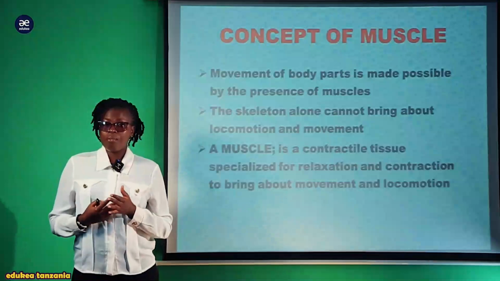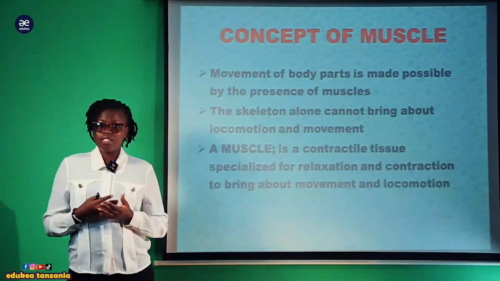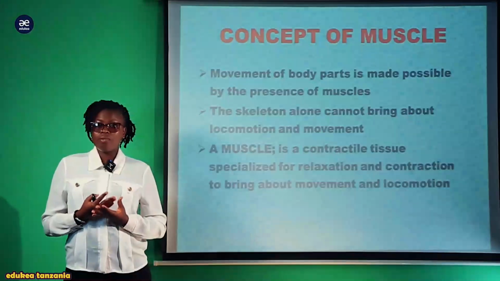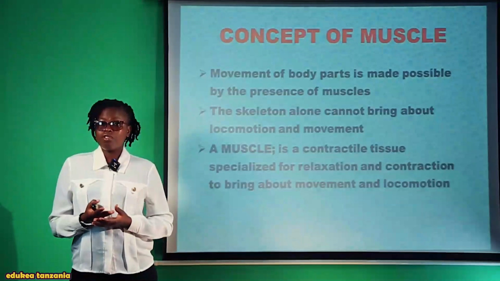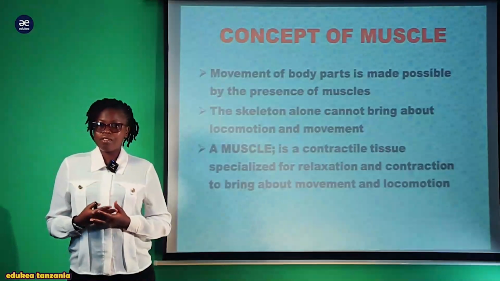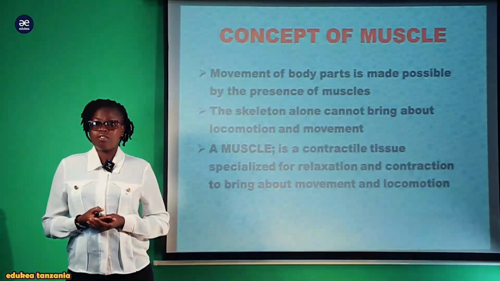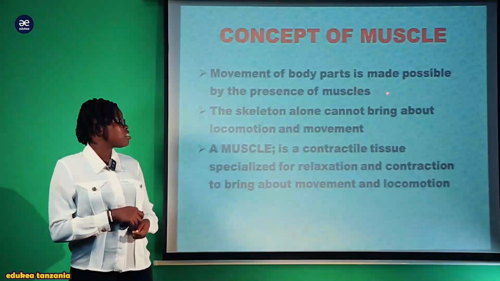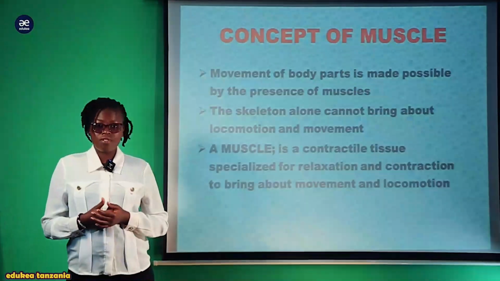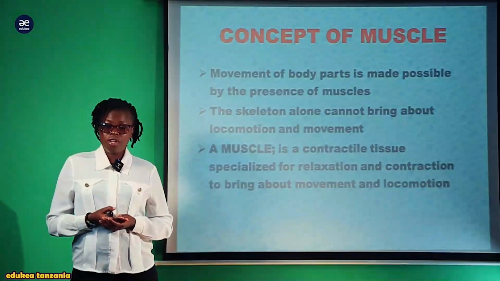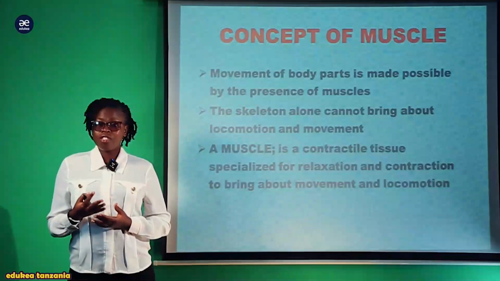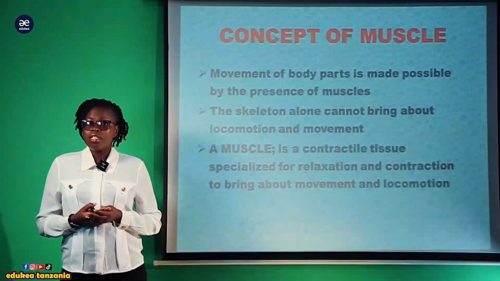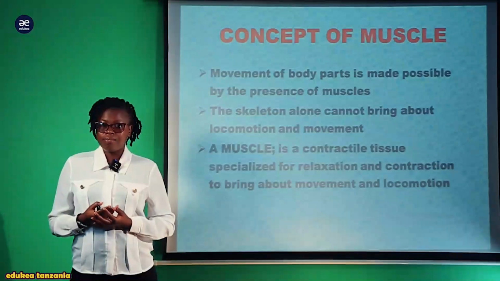First of all, we have to be familiar with the concept of muscle, where this question has been derived. Kwanza tujue what is muscles. Muscle letu limetuuliza tuweze kuelezea the types of muscle. We can't explain the types of muscles if we don't know what muscles are. So katika concept of muscles, the movement of body parts is made possible by the presence of muscles. The movement of body parts cannot be made possible without the muscles. So muscles are the ones which enable the movement of different body parts.